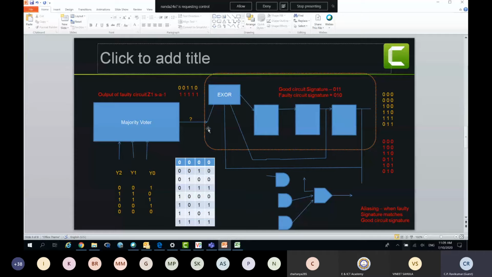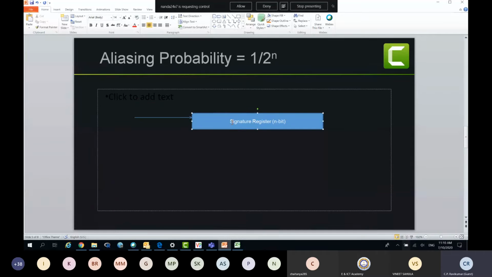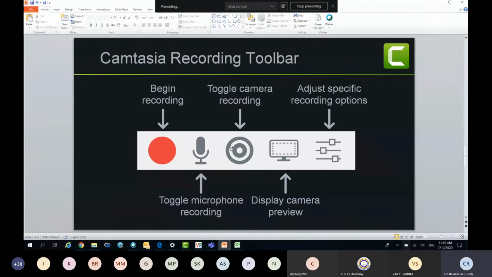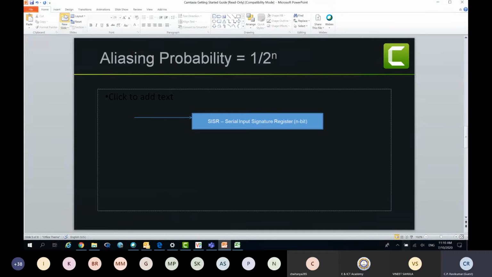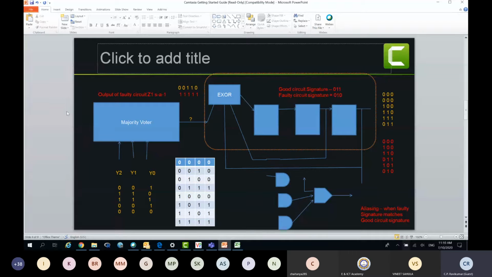So what I have written here is known as a serial input shift register. It's sometimes called SISR, serial input shift register, signature register. I can easily create what is called a MISR. So let me just copy this.